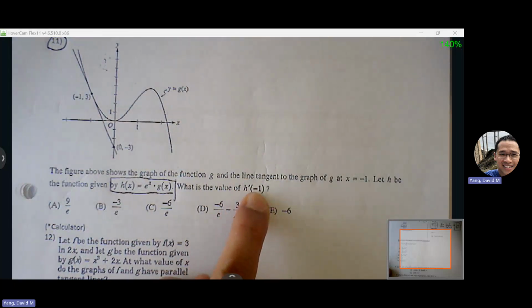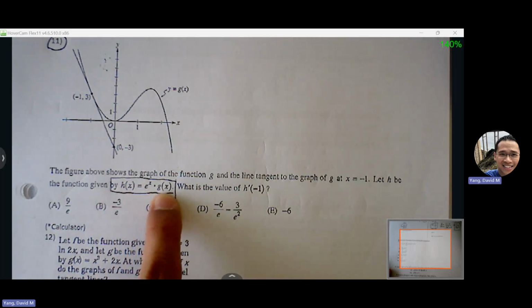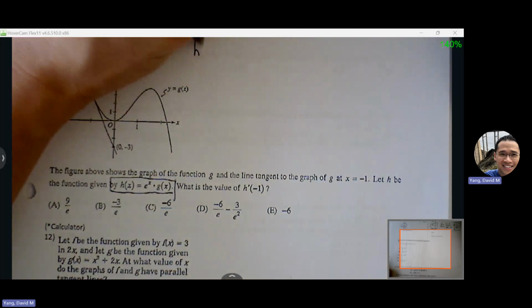So if I want to find h prime of -1, I've got to find h prime of x. To find h prime of x, hopefully we can recognize this. Oh, I've got to go through product rule again because I have two separate expressions, two separate terms being multiplied. So let's build out our derivative using product rule.